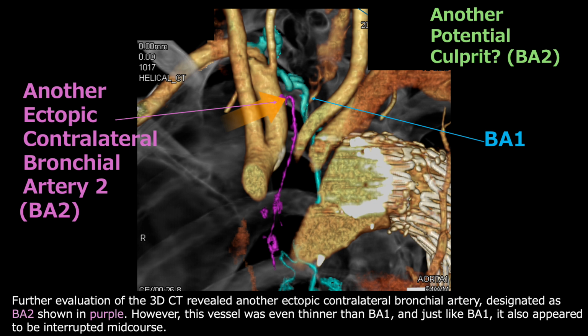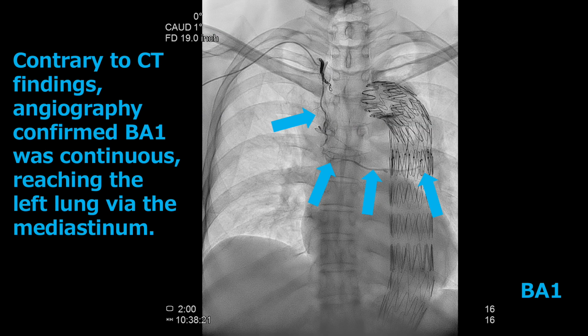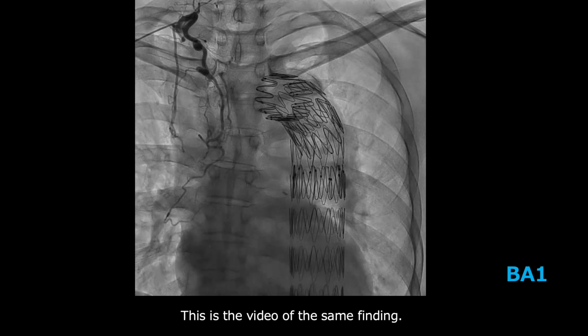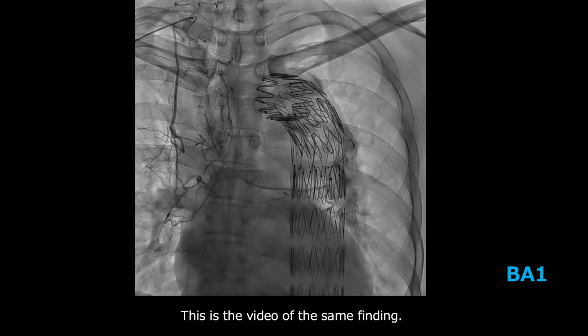Further evaluation of the 3D CT revealed another ectopic contralateral bronchial artery, designated as BA2, shown in purple. However, this vessel was even thinner than BA1, and just like BA1, it also appeared to be interrupted mid-course. Contrary to CT findings, angiography confirmed BA1 was continuous, reaching the left lung via the mediastinum. This is a video of the same finding.